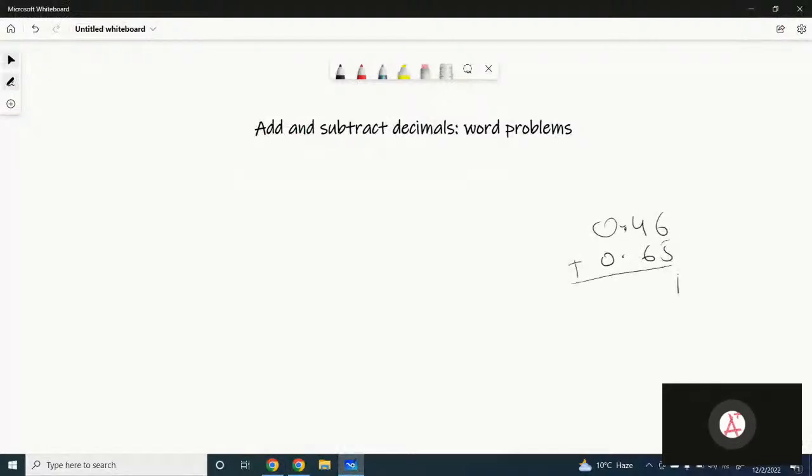5 plus 6 is 11, 1 and 1 carry. 6 and 4, 10 and 1, 11, 1 and 1 carry. So 1 plus 0 is 1. It would be 1.11. Got it? Just select the correct option and click on the OK button.